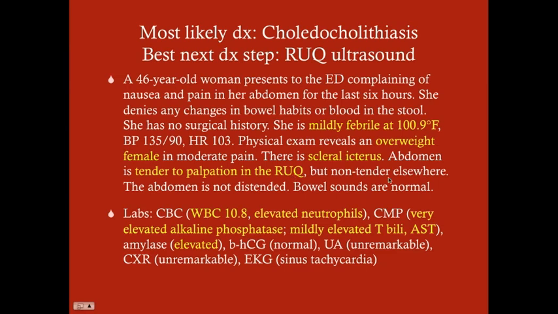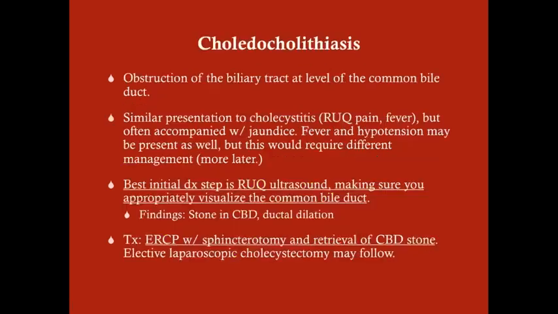So anytime you have a patient with right upper quadrant pain, fever, and jaundice, then you're thinking a block somewhere in the common biliary duct, as opposed to in the cystic duct or in the neck of the gallbladder, where you don't see jaundice. Okay, the amylase here is elevated. It can also be elevated in acute cholecystitis, so that doesn't necessarily mean anything.